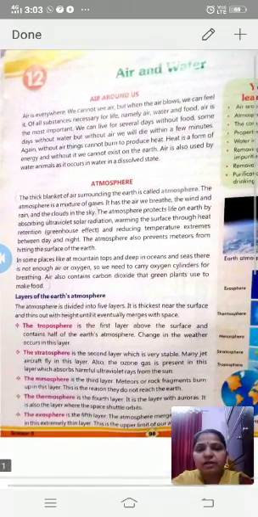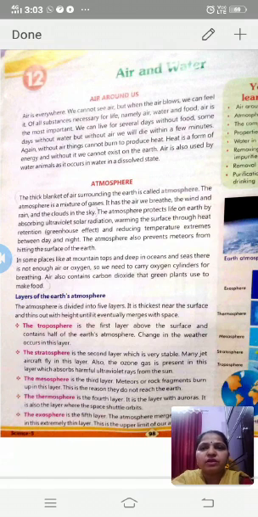Atmosphere. The thick blanket of air surrounding the earth is called the atmosphere. The atmosphere is a mixture of gases. It has the air we breathe, the wind, rain and the clouds in the sky. In some places, like mountain tops and deep in the ocean, there is not enough air or oxygen, so we need to carry an oxygen cylinder for breathing. Air also contains carbon dioxide, which green plants use to make food.